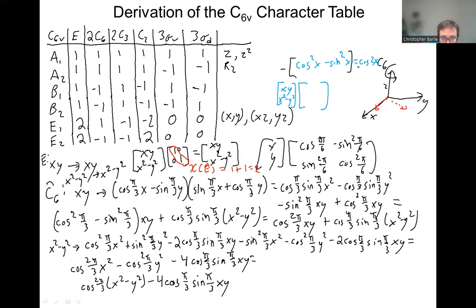So x, y went into what? Cosine 2 pi over 3 xy. So we can put a cosine 2 pi over 3 there. And what about down here? Getting ahead of myself. X squared minus y squared. Again, the on-diagonal component is just the component that went into itself. And when we do this matrix, that's also cosine 2 pi over 3.